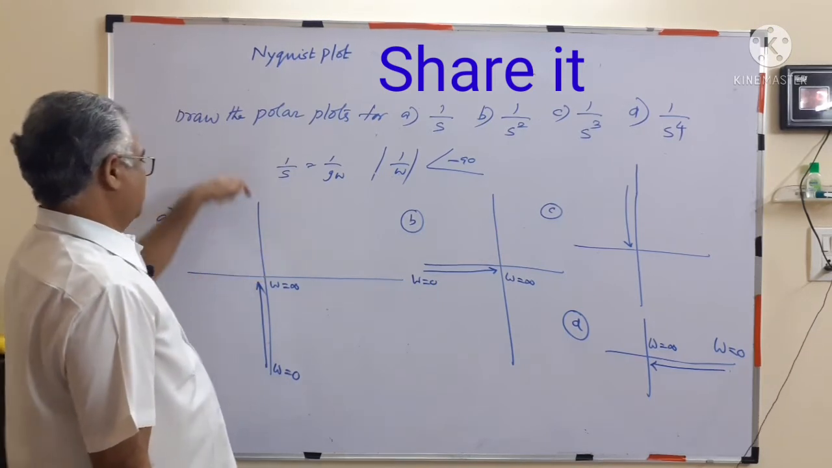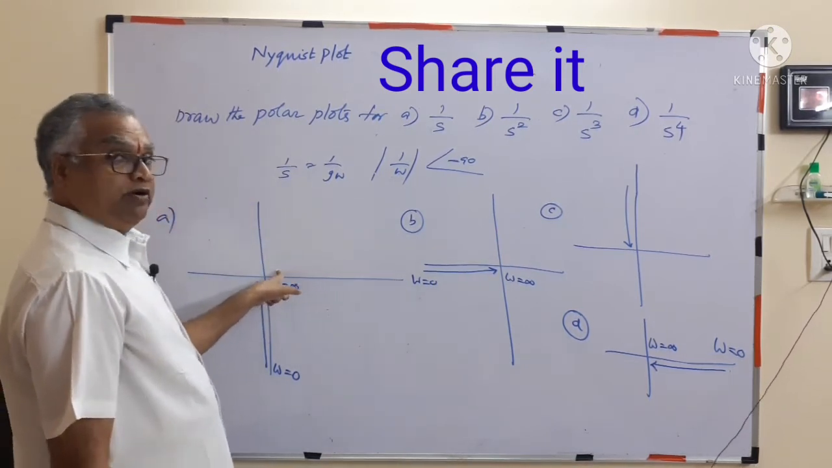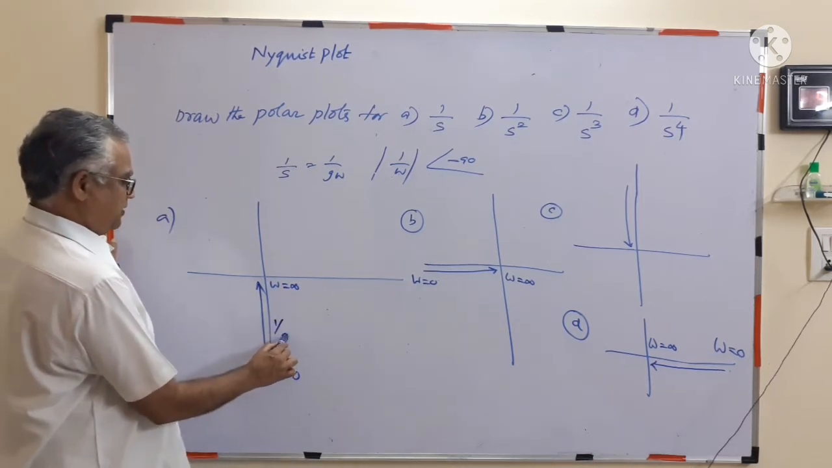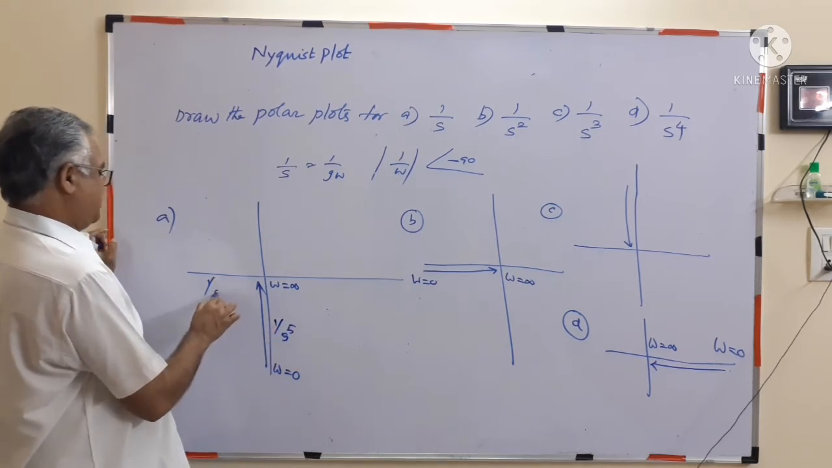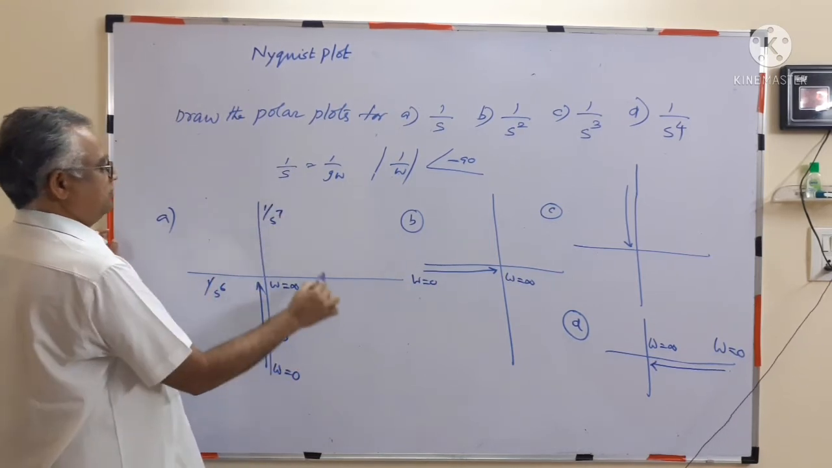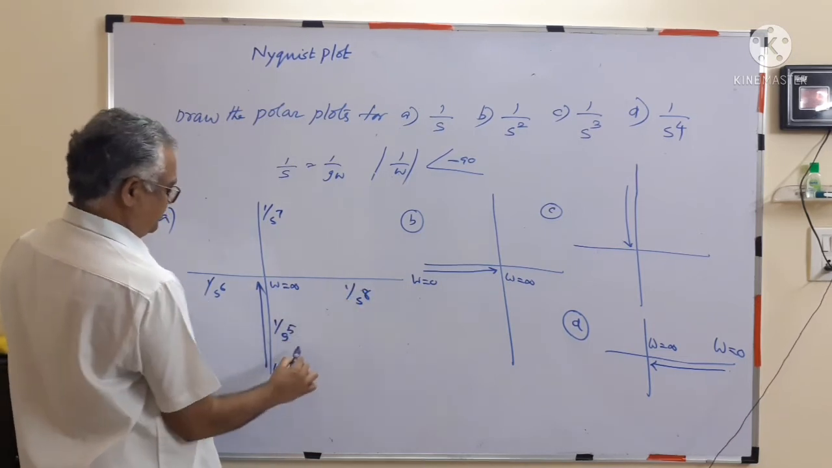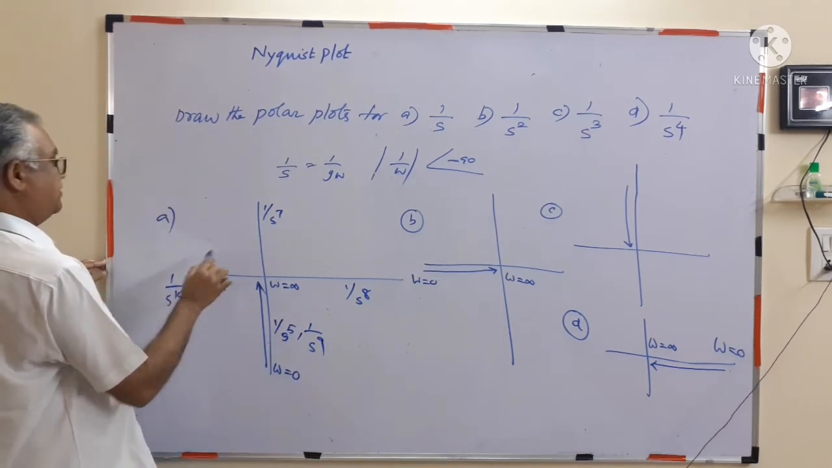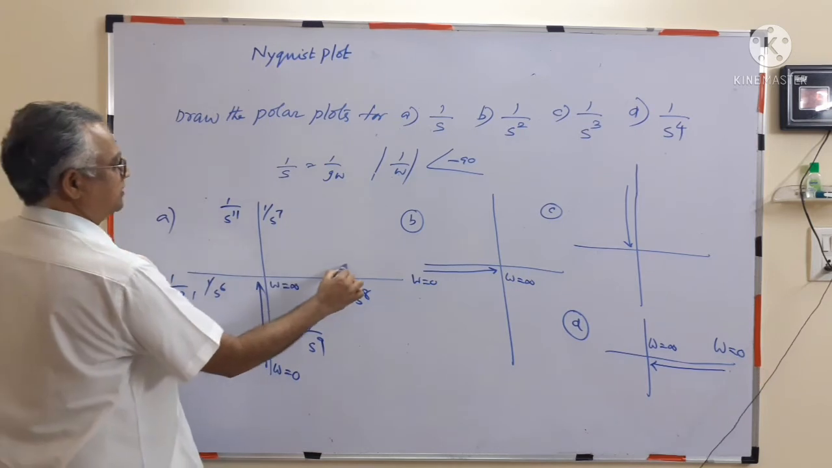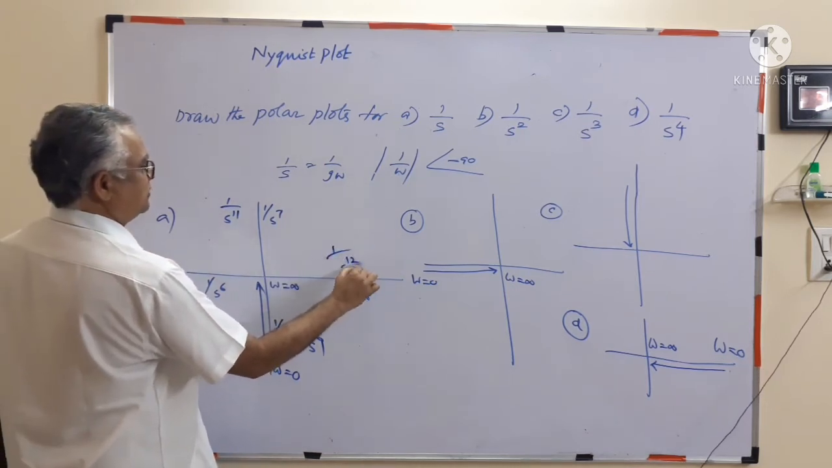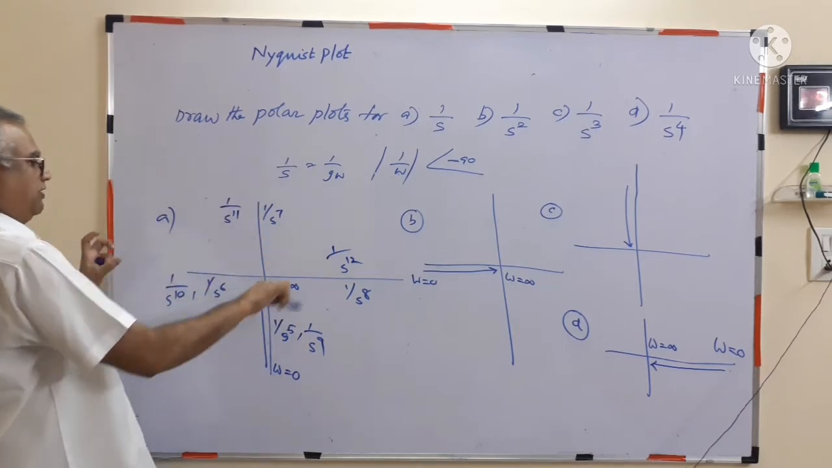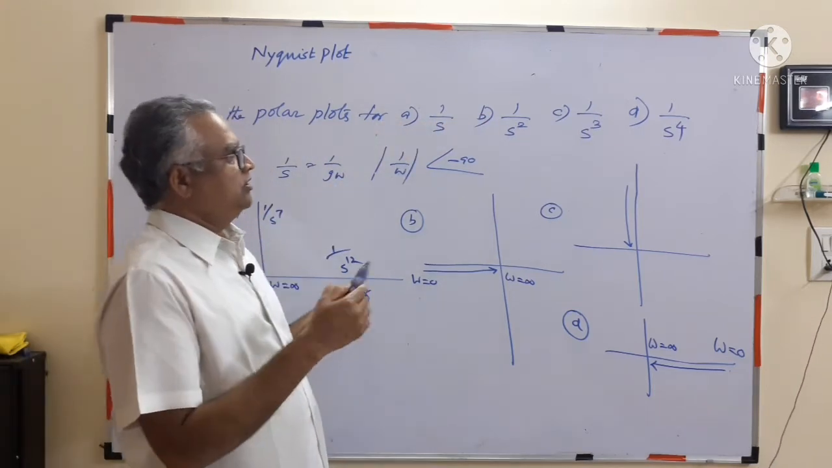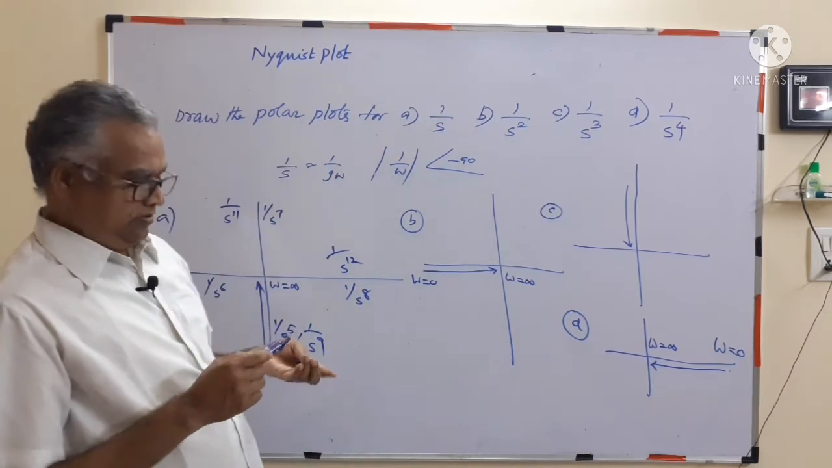1 by s square, 1 by s cube, 1 by s power 4. Again this is 1 by s power 5, 1 by s power 6, 1 by s power 7, 1 by s power 8, 1 by s power 9, 1 by s power 10, s power 11, s power 12. So like that it is rotating. Every 1 by s gives a rotation of 90 degrees. So this is how we can draw the polar plot for any form.